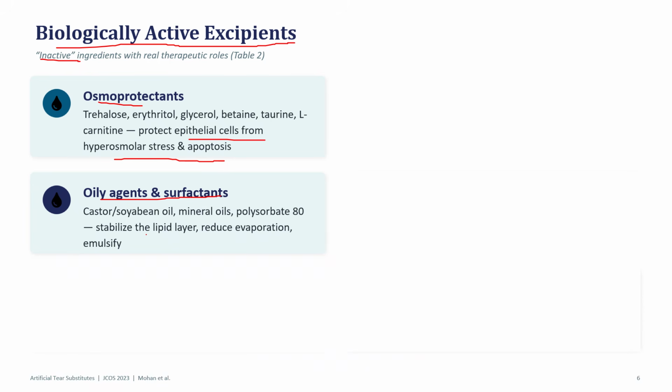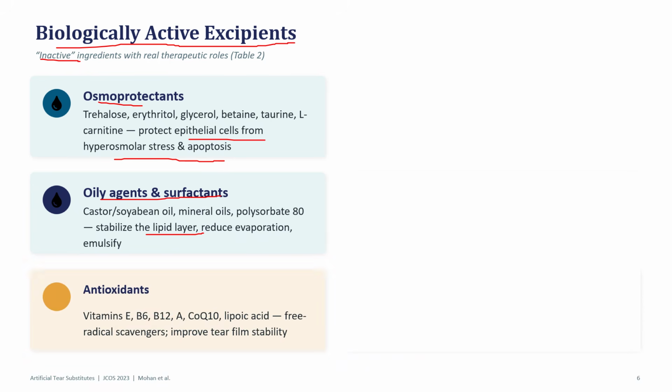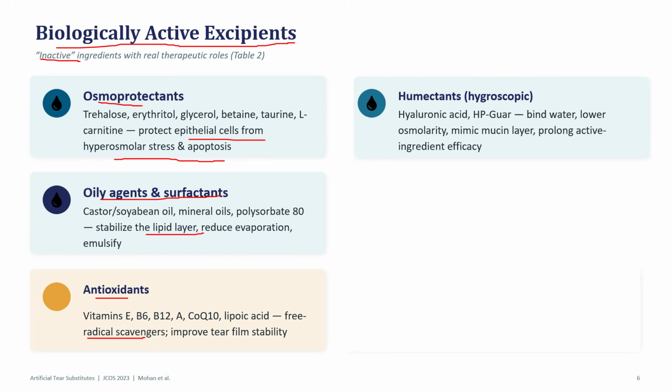So this stabilizes mainly the lipid layer. You have antioxidants which act as free radical scavengers, like vitamin E, B6, B12, CoQ10, and lipoic acid. Then you have humectants, which are hygroscopic molecules which prolong the active ingredient efficiency and mimic the mucin layer.